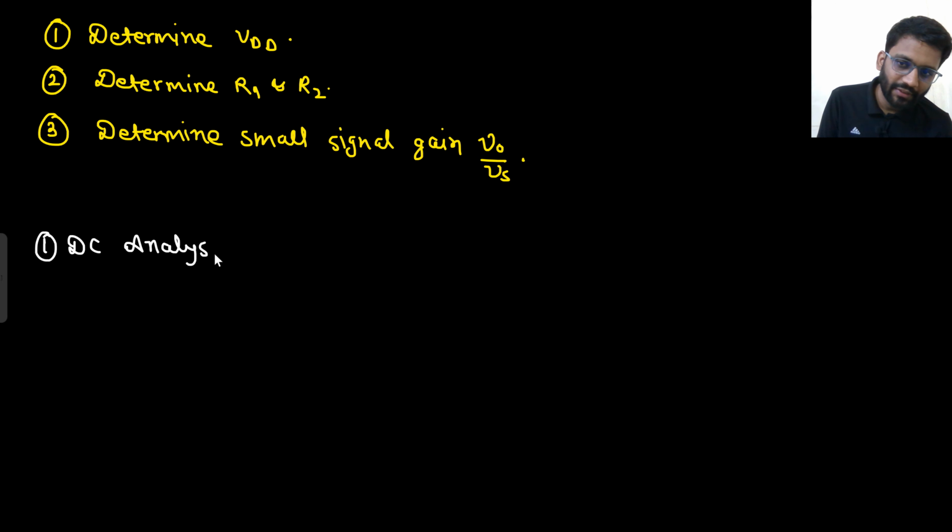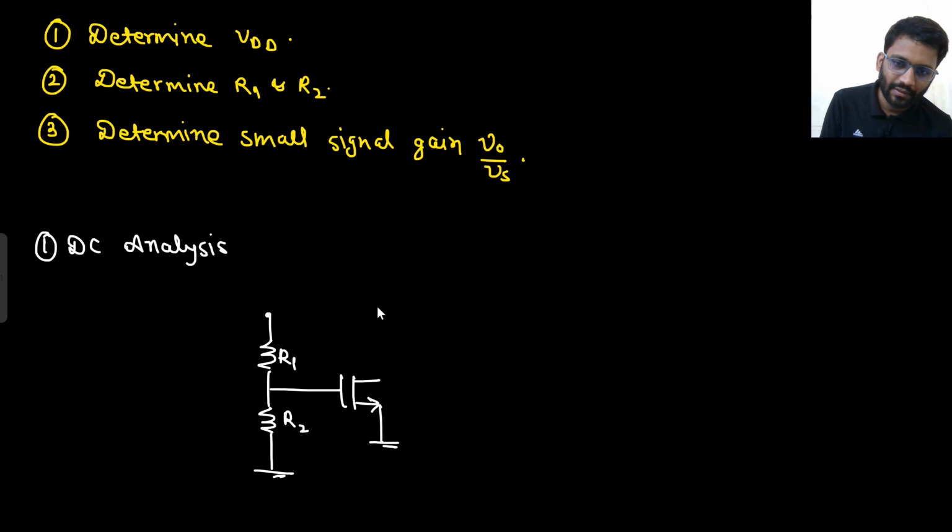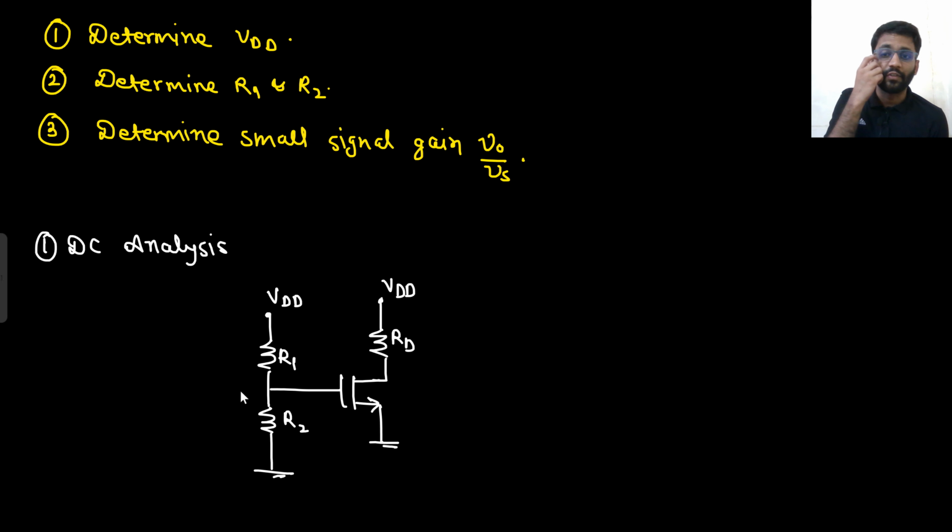You have to use the given data smartly. So we are doing the DC analysis first. While doing the DC analysis, capacitors will be open circuited. This is R1, this is R2. Then there is this MOS, this is grounded. Then there is this RD. VDD is also there, and this is also VDD. You need to determine the value of VDD only.